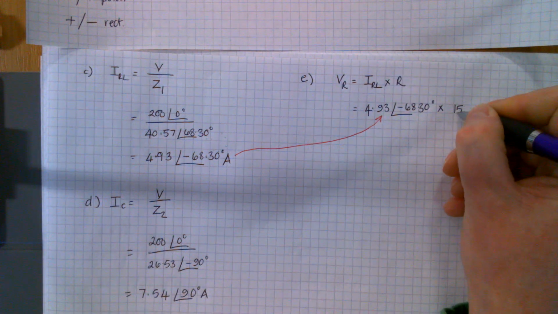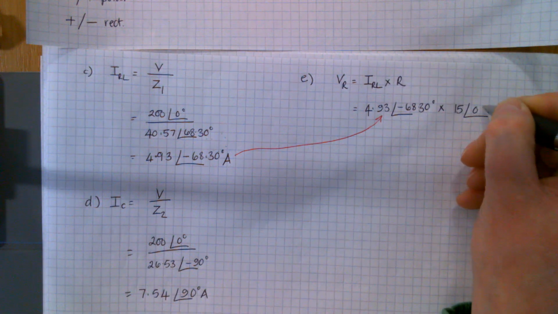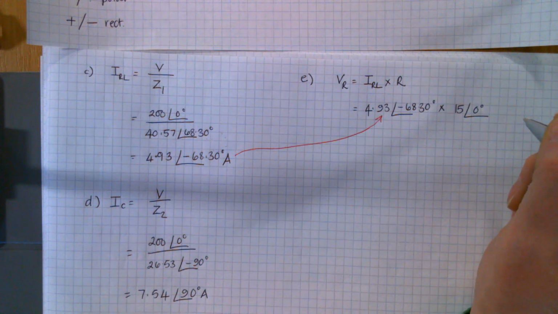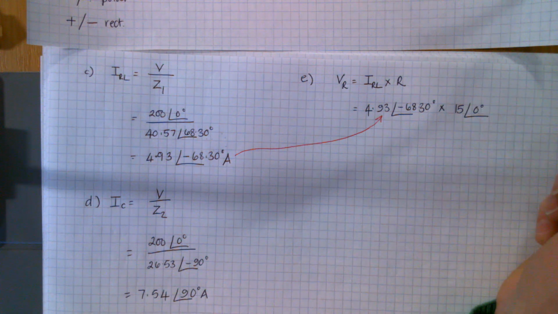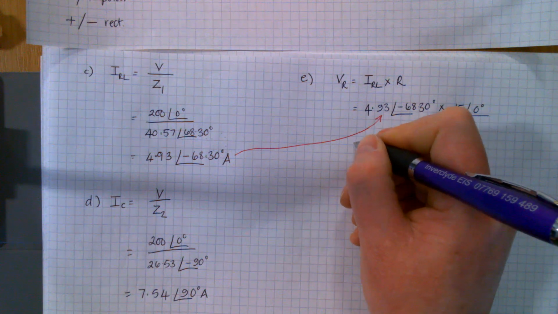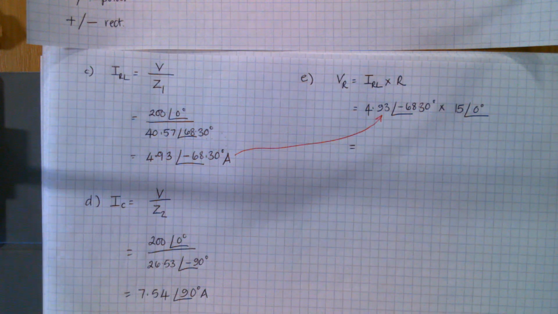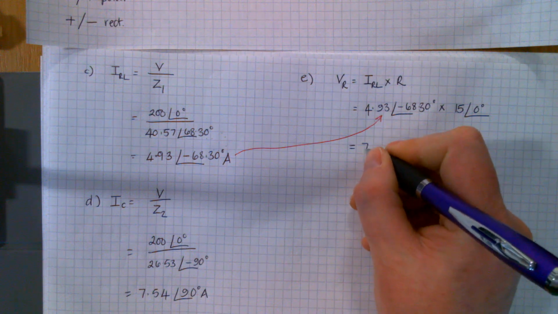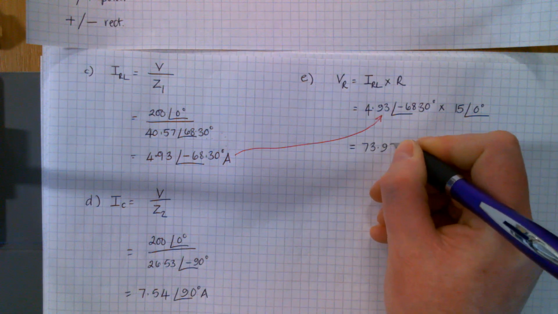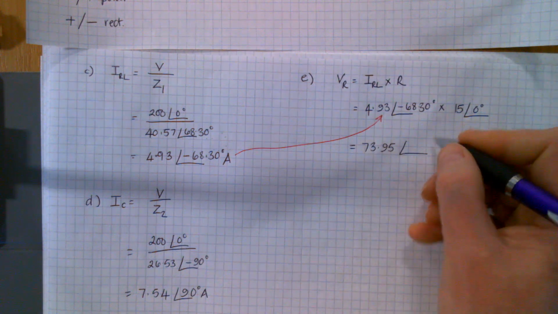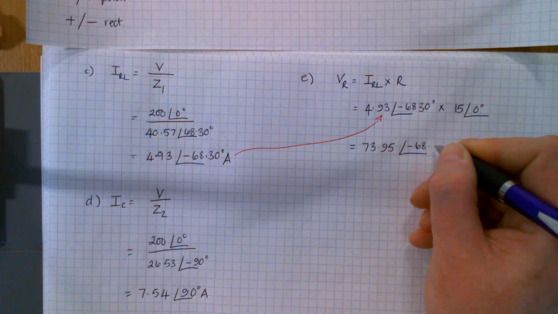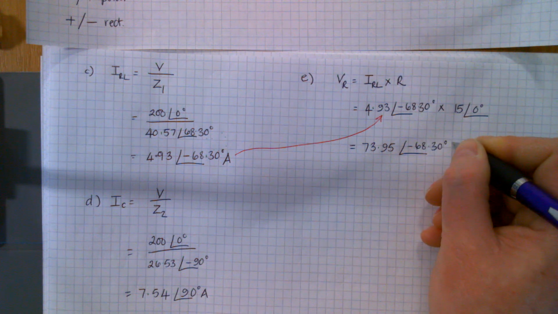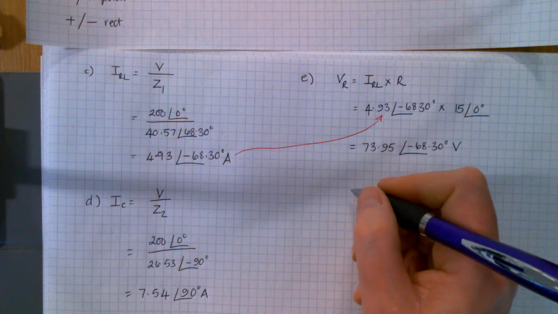And your resistance is 15 and angle is 0. Remember, resistors are either 15 plus J0 or 15 at an angle of 0. Multiply the magnitudes, add the angles. It's all the same rules that you had in a DC circuit. Voltage, so it's measured in volts.